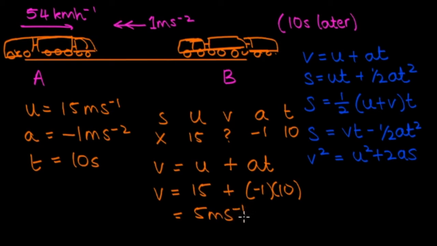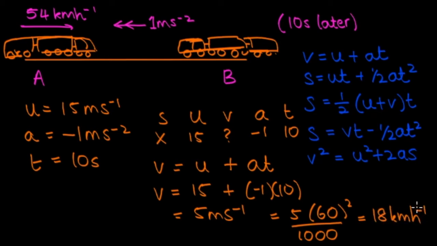But if we wanted to convert from meters per second back into kilometers per hour, then we'll do the opposite conversion of what we did earlier. So now we're going to multiply by 60 squared, and we're going to divide by 1,000. And this simplifies to 18 kilometers per hour. So we've got the speed at which the train passes B. Let's now try to find the distance between the 2 points A and B.